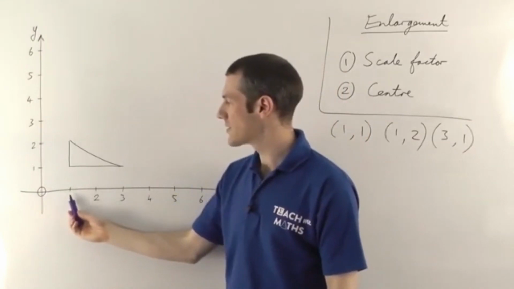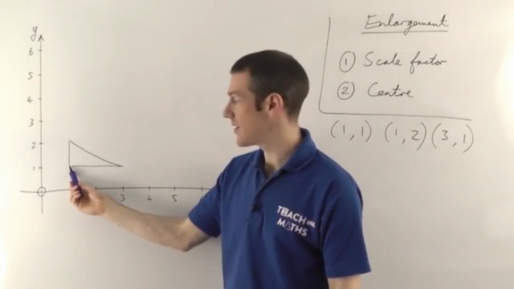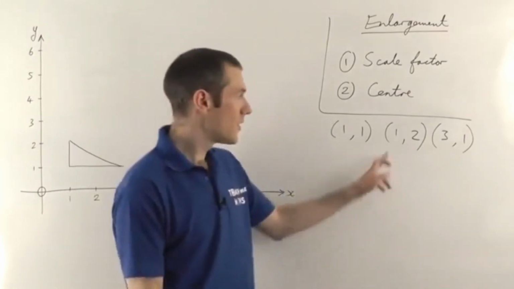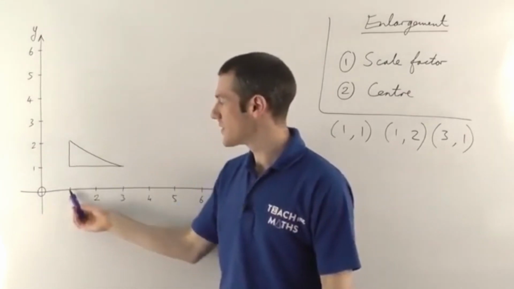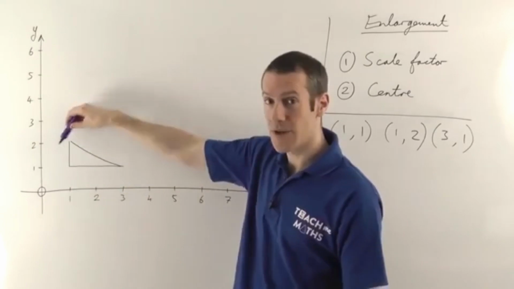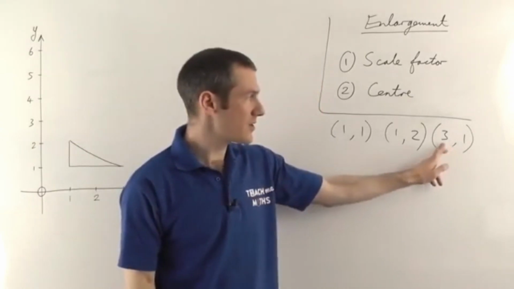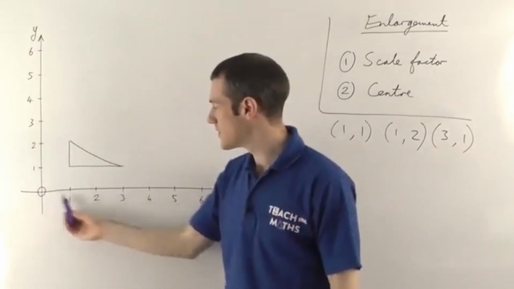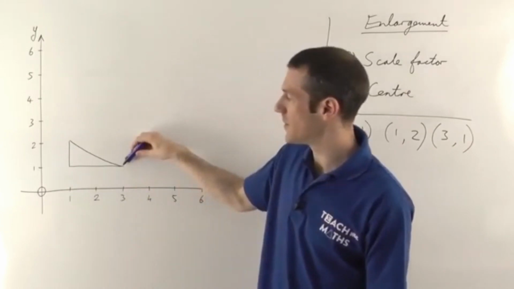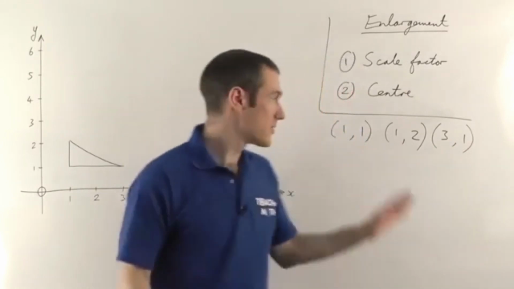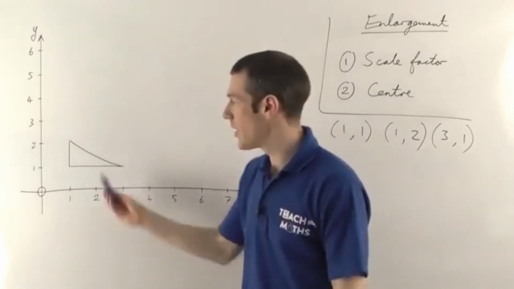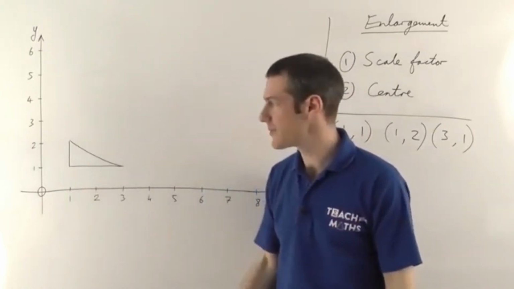So 1 in the x and then 1 in the y, that's the bottom left corner there, that's 1, 1. 1, 2 means 1 to the right and 2 up, so that's the top left corner. And 3, 1, it's 3 in the x, 1 in the y, that means 3 to the right and 1 up. So that's the bottom right corner. So these three coordinates here are the coordinates of the three corners of the shape.